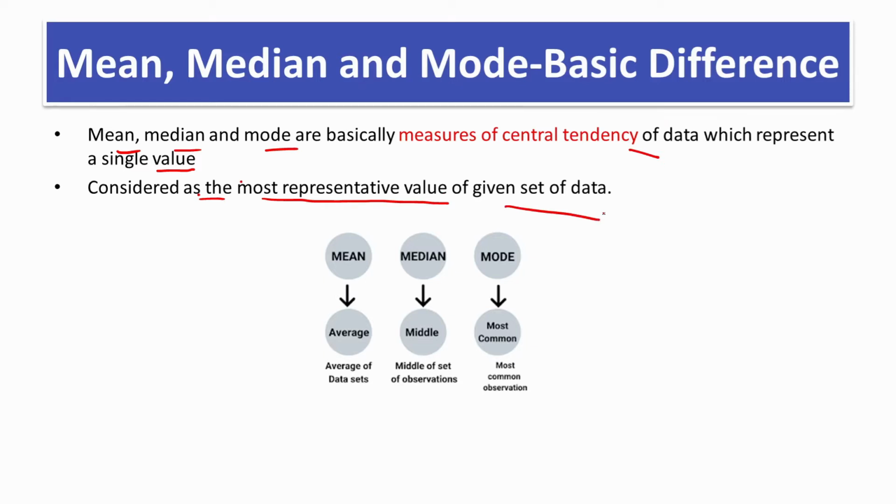Before moving to the definitions and explanations, just look at this picture and remember that mean is just an average, or in other words you can say it is an arithmetic mean of observations, that is the average of the data set. Median is just the middle number of all the set of observations, and mode is the most common observation, that is the most frequently occurring observation.